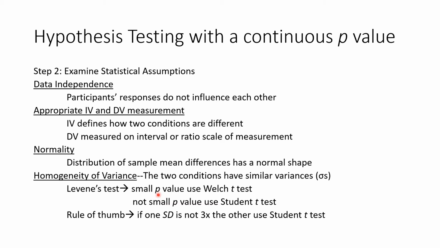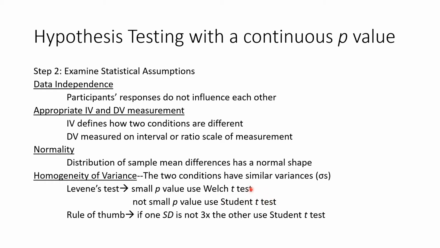Now, what do I mean by small? Let's say 0.05 or less. If you get a p-value of 0.05 or less for the Levene's test, then you can use the Welch's, because again, the Welch's does not assume homogeneity of variance. If the p-value is not small, then you can go ahead and use the student t-test. This is the most common t-test that's used.